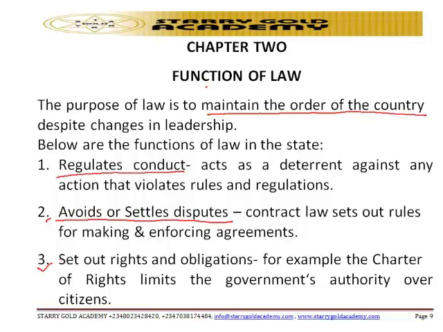The third function of law is that it sets out rights and obligations. For example, the Charter of Rights limits the government authority over citizens. So everybody is going to know his or her own rights and obligations. It is through law. For example, in the Nigerian Constitution, there is a section that states the rights and obligations of citizens and the rights and obligations of the government. The government has an obligation to the state, and the citizens have an obligation to the government. So it is vice versa.